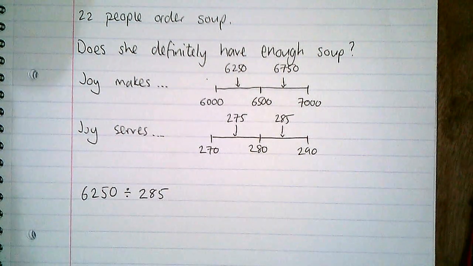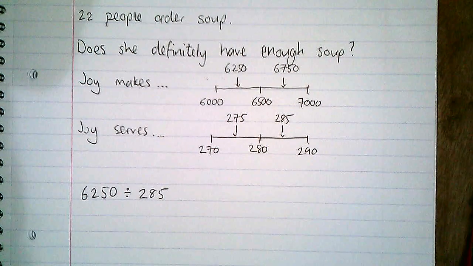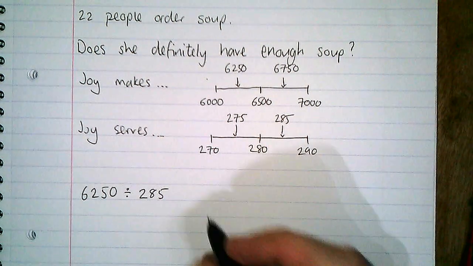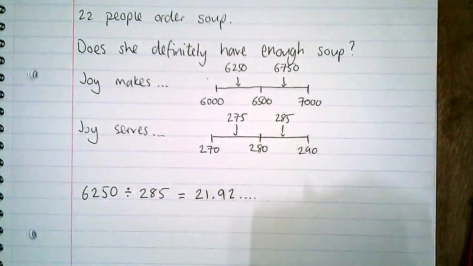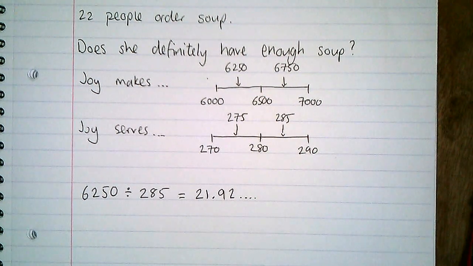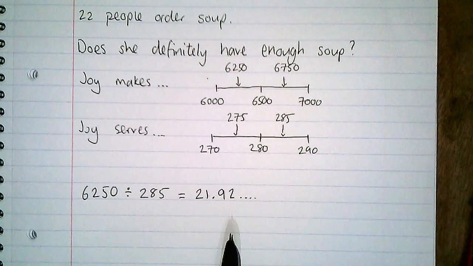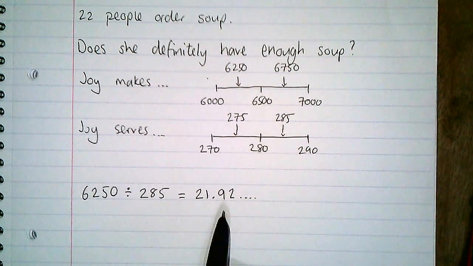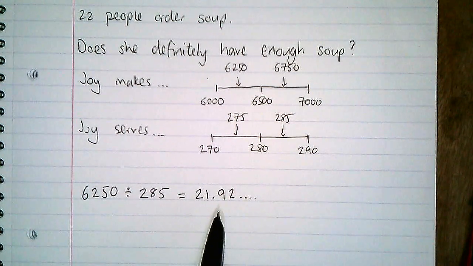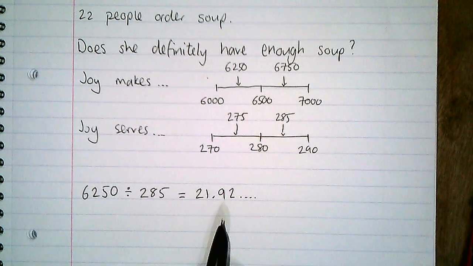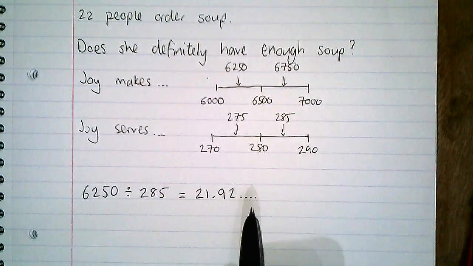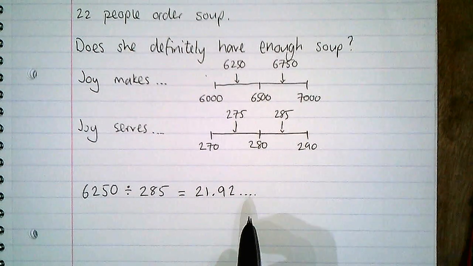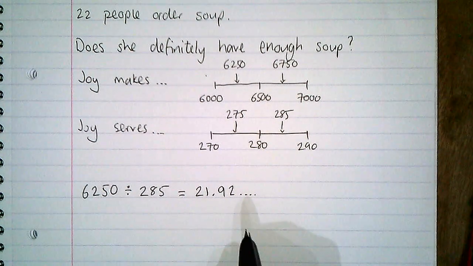Again, let's reach for the calculator. 6,250 divided by 285 would give me 21.92, etc. So the question is, would she have enough soup to serve 22 people? Well, no, she wouldn't. On the absolute worst day, she'd have just a little bit shy of serving 22 people. So the answer here is not that she definitely would have enough soup. It's that we don't know whether she would definitely have enough soup or not.